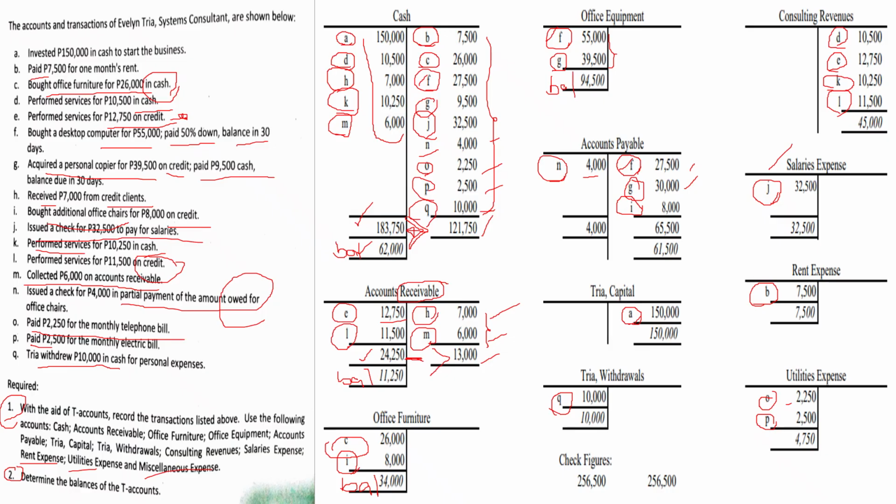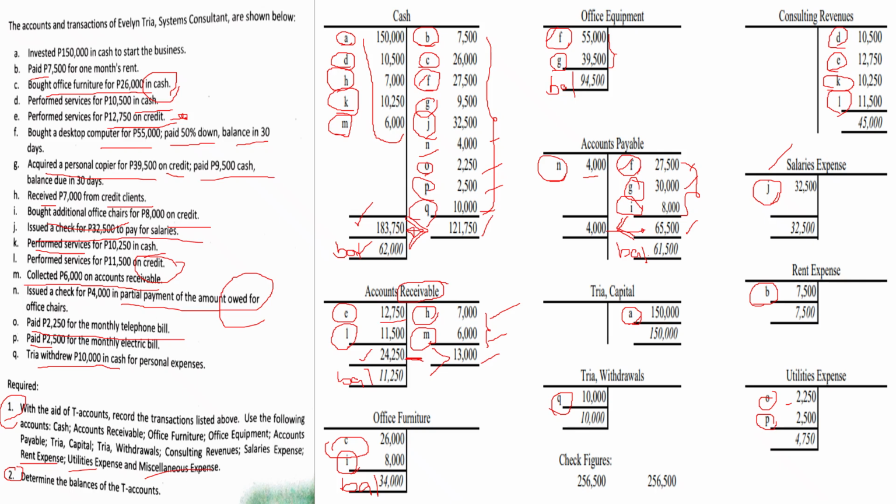Accounts payable, we add all debits, we only have one, and all credits, we have 65,500. So we deduct this debit from the credit. Now the difference is 61,500. That is our balance. Take note, we place the balance this time on the credit side because the credit is greater than your debit. And of course, because it is a liability, and normally a liability's normal side is the credit side.